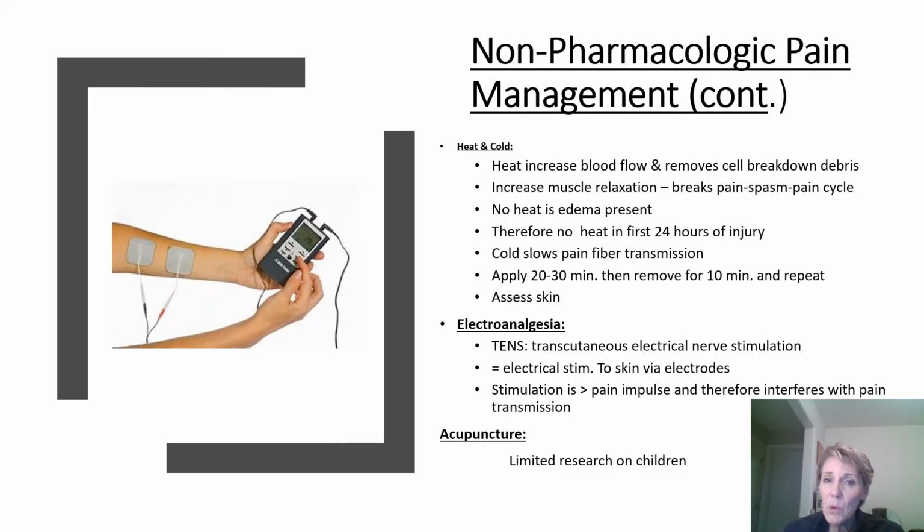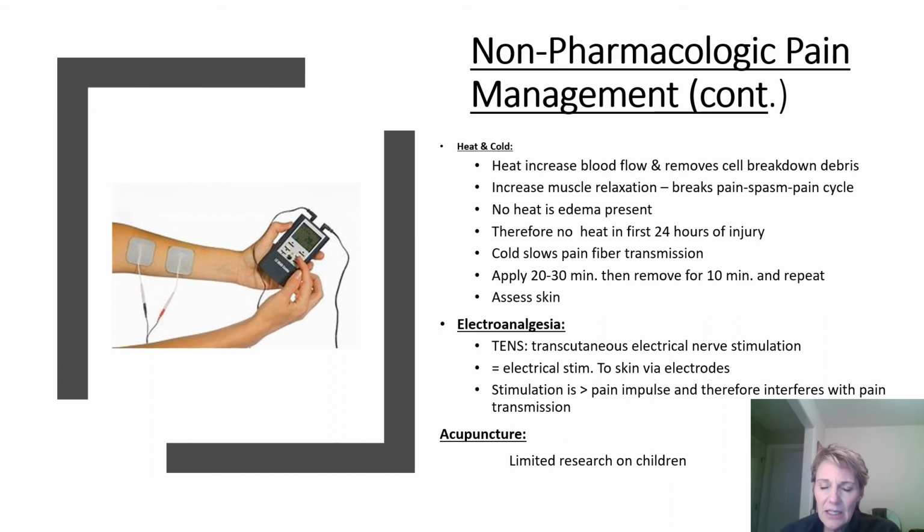There are a few more. Heat and cold is really incredibly effective. Heat can be used in the later stages. In that first 24 hours, we don't want to do anything that will cause vasodilation to an area of injury or pain. We want to be sure there's no potential for bleeding in a site, or swelling and inflammation, because adding heat will cause greater vasodilation into that area.